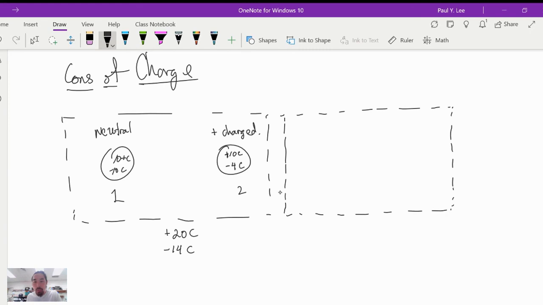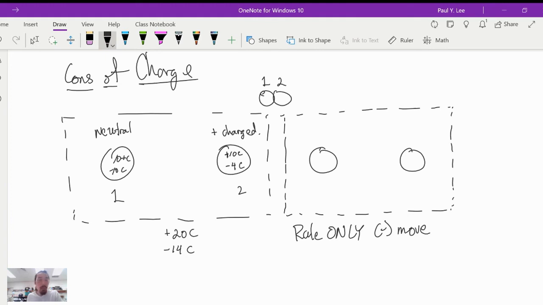After you put these two objects together and then take them apart, here's object one and here's object two. We put them together and we took them apart. Now we can figure out exactly how the charges will redistribute between each other. So here's a rule: only negative charges move. The positive charges will never ever move. Negative charges are what we call free flowing charges, and positive charges are not.